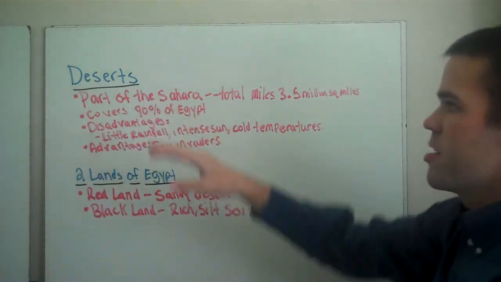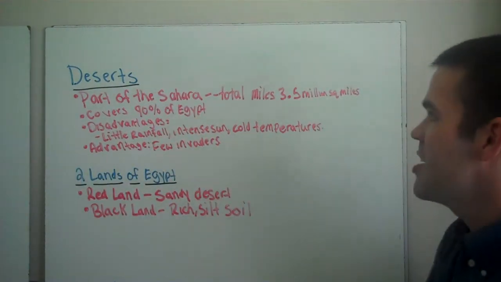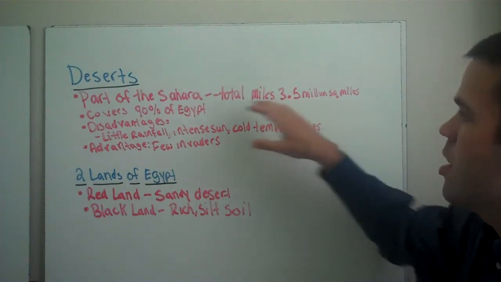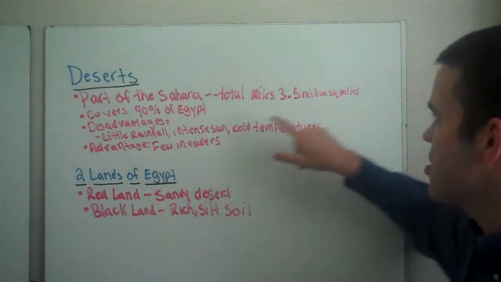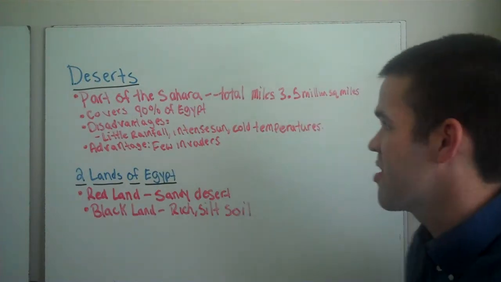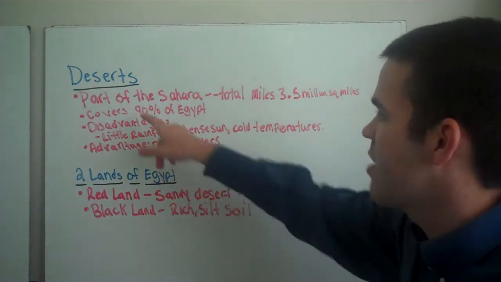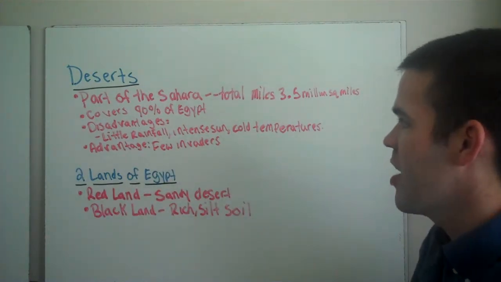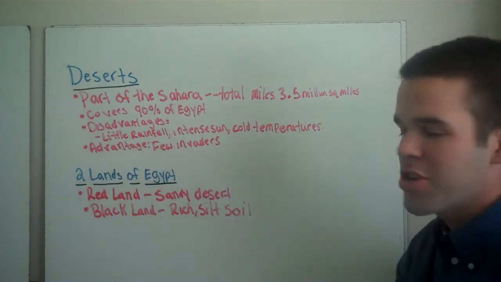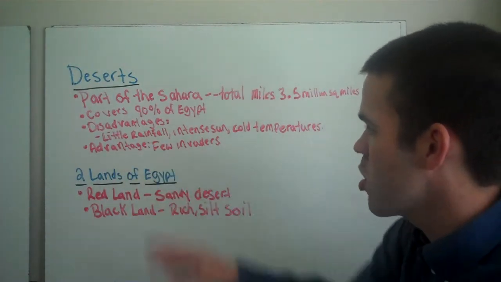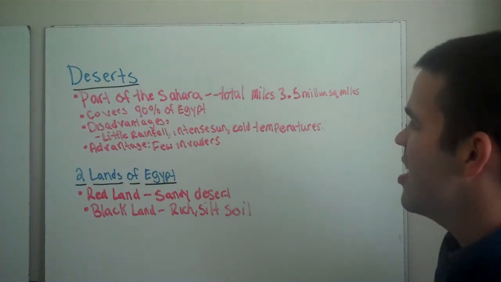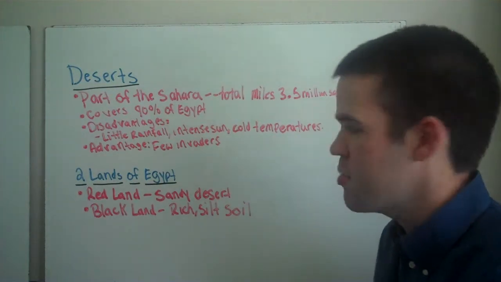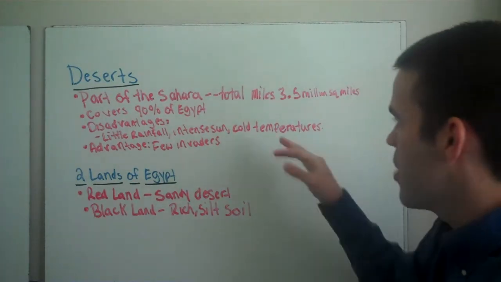to desert. Most of the Sahara Desert is located in Egypt. There's a total part of the Sahara, or total part of deserts, 3.5 million square miles of deserts in Egypt. It covers 90% of Egypt. So deserts cover 90% of all the land of Egypt. There are several disadvantages for deserts being in Egypt. There's little rainfall, there's intense sun, and there's cold temperatures. Surprisingly, in deserts, there are cold temperatures that people don't relate deserts with, but it does happen.